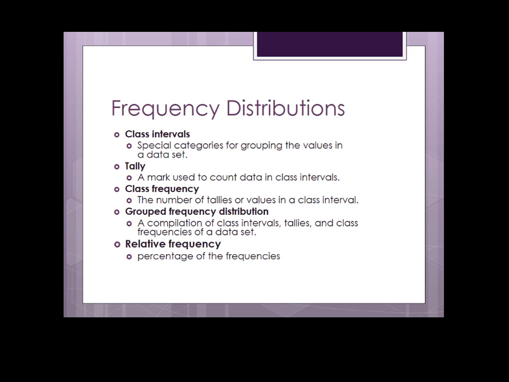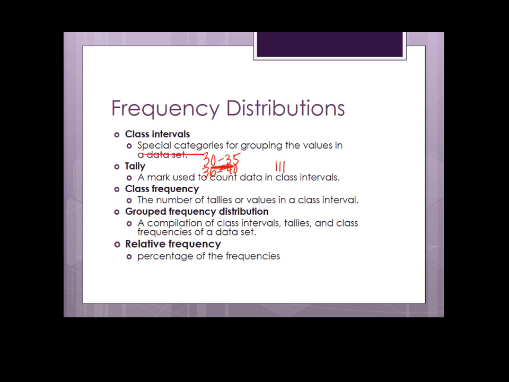A frequency distribution is basically a chart. It's also called a frequency chart sometimes, where you have class intervals, which are categories for grouping the values, like 30 to 35, 36 to 40, etc. Then tally, where you could either make tally marks or just put the number. The frequency is the number of tallies, so that's the number of times that some number appears in your interval range.